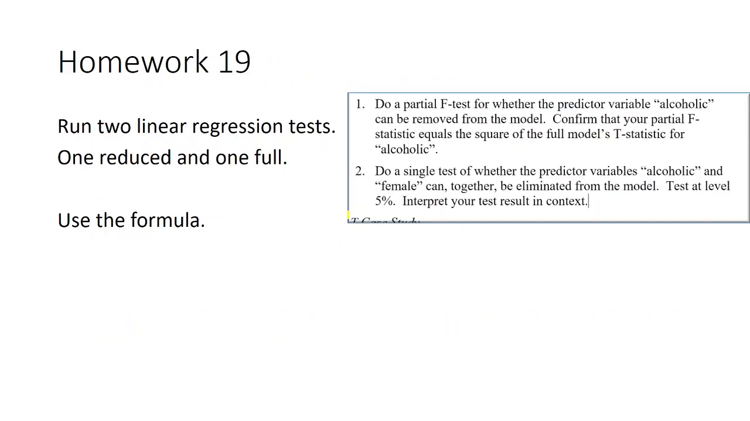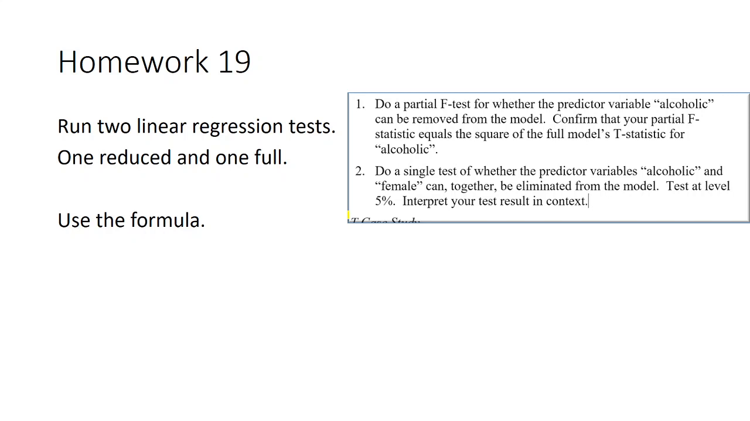Now, when you're working on homework 19, generally what you do is run 2 linear regressions, one reduced and one full, do the calculation, use the formula, and make your conclusion. For example, here's one question: do a partial F test on whether the predictor variable alcoholic can be removed from the model. So run it with everything including alcoholic, and run it again with everything but alcoholic, and then find your sum of squares errors and do your division and calculations. Be sure that you write a good null and alternative hypothesis.